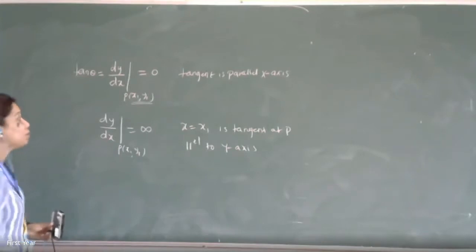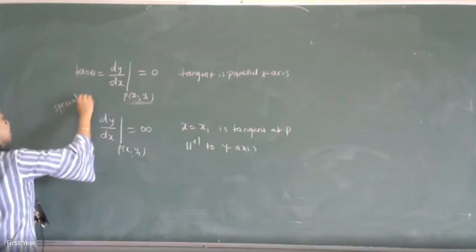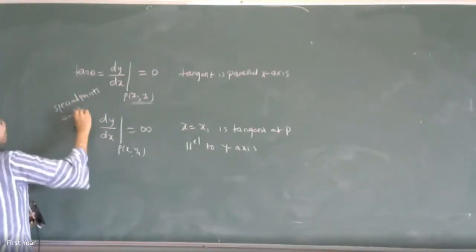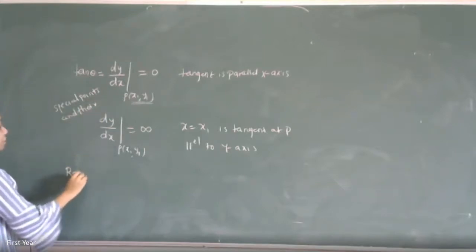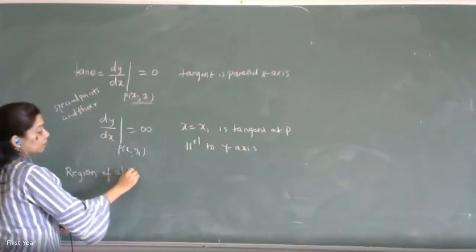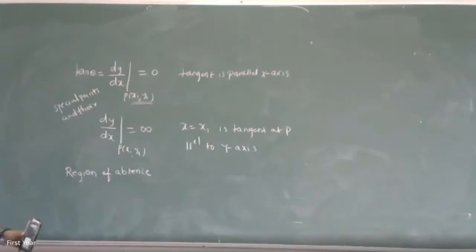That is about special points and tangents. This I have already sent in the notes. And the last one which is left is the region of absence. This is a very important point. With the help of this, you'll be able to tell where the curve is not existing, and obviously in the remaining region the curve will exist.